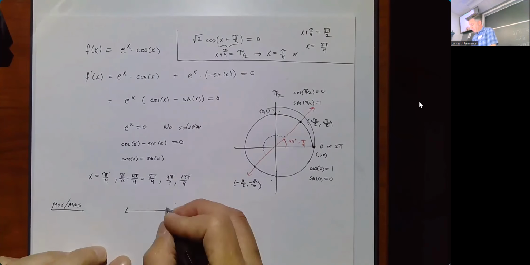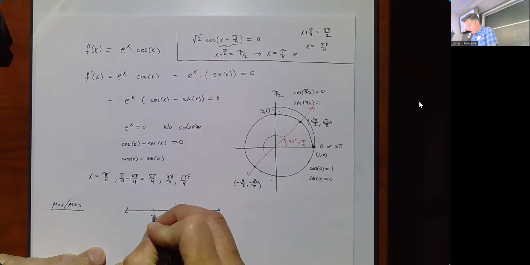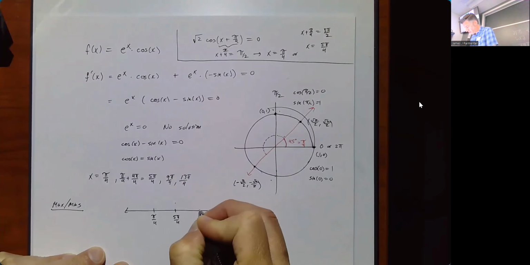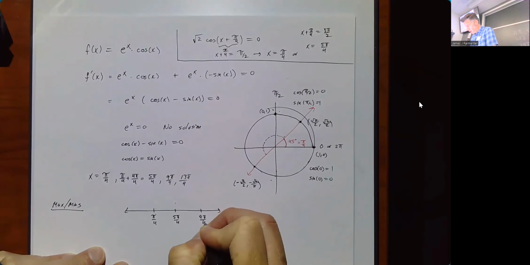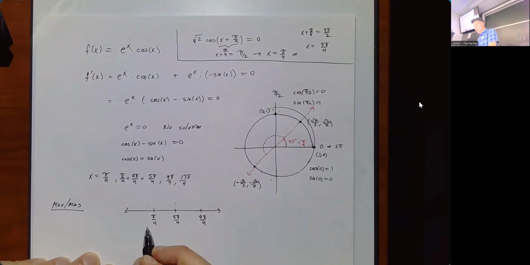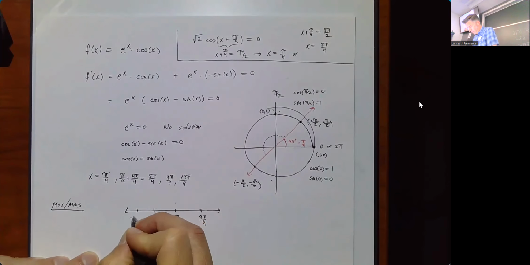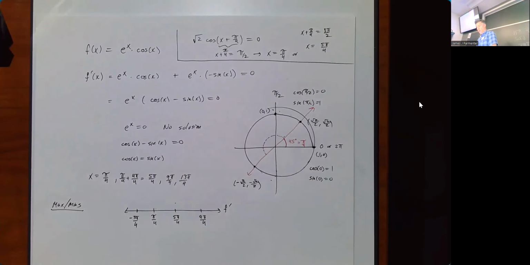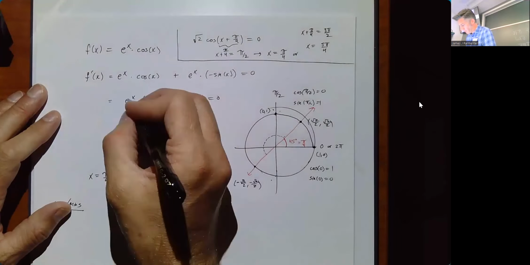So I'm going to put some of these points on my number line here. Not all of them, because obviously I couldn't do all of them. I might even go 1 to the left and say pi over 4 minus pi is negative 3 pi over 4. And then I would look at what my derivative is doing. Okay, so here's my derivative.